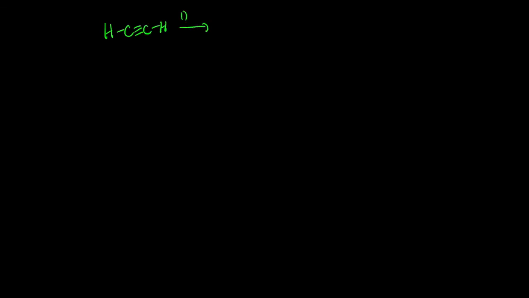And if I treat this with sodium amide, remember again, I make the sodium acetylide, and I like to draw it out with the ions separated there. And then if I treat this with my first alkyl group, CH3Br, I'm going to make an alkyne that has one new carbon. Okay, so there's my methyl group.